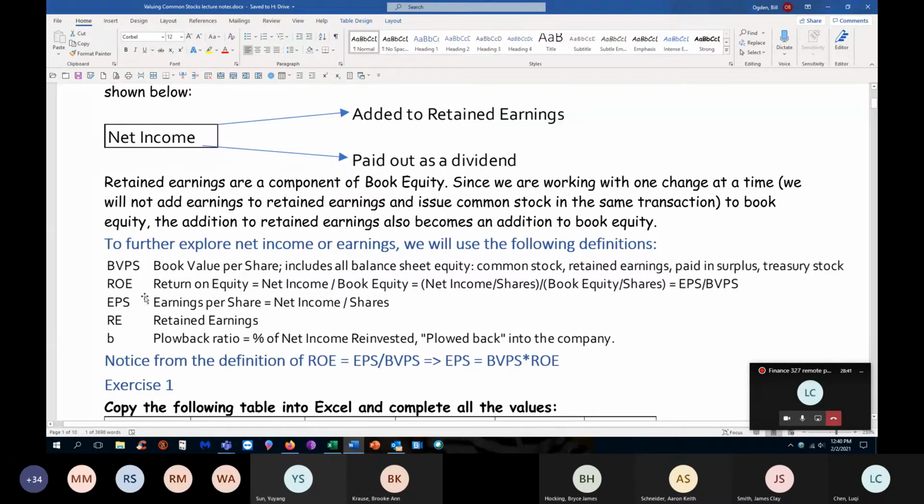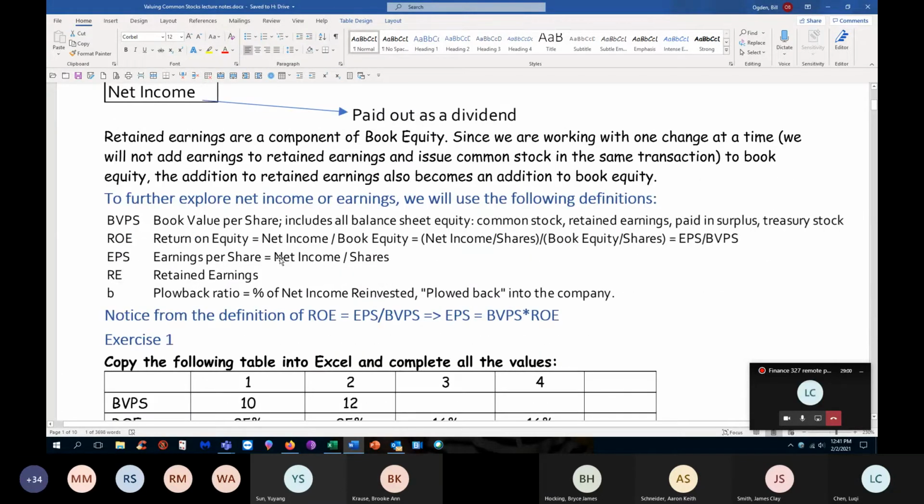value per share. ROE, return on equity, this is the same definition you've commonly used. Net income divided by book equity. Or if you want, you can say it's the earnings per share divided by book value per share. That would give you your ROE, wouldn't it? Earnings per share, it's the same. It's net income divided by the number of shares. I'll use the abbreviation RE to designate retained earnings.